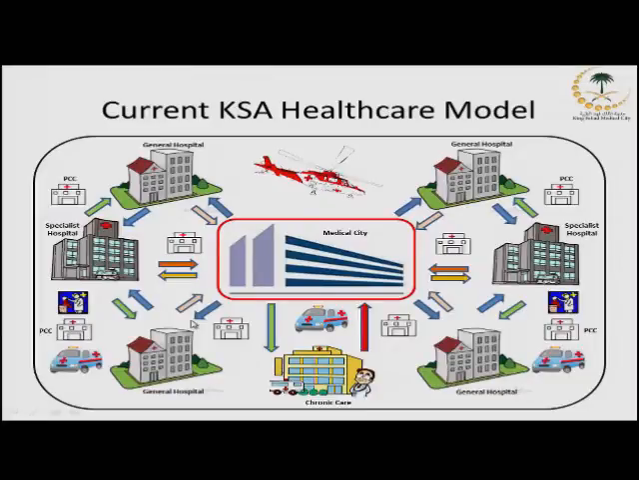What's the current situation in Saudi Arabia? You have the medical cities, and there are 5 of them. 3 are up and running, and 2 are being built as we speak. And then there are the medical cities under the different sectors. The 5 I mentioned are under the Ministry of Health.